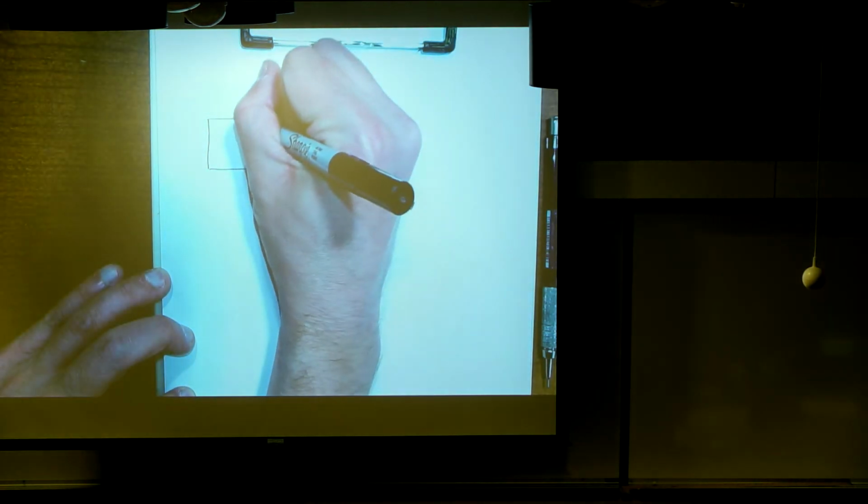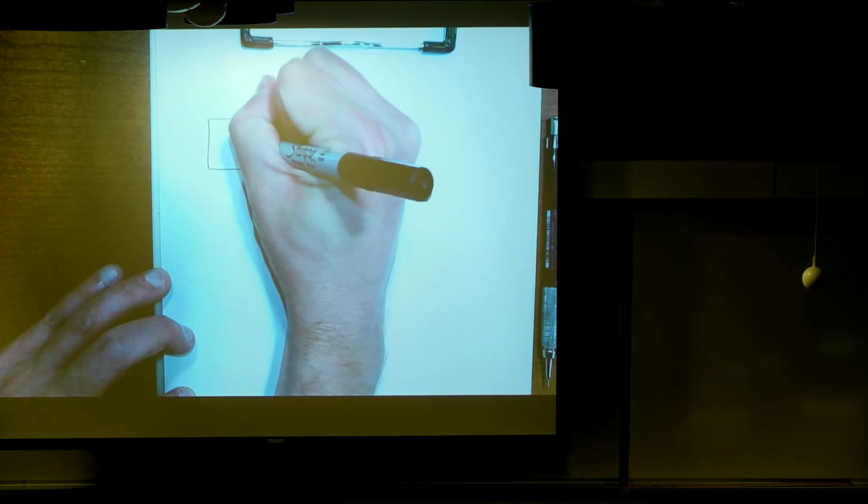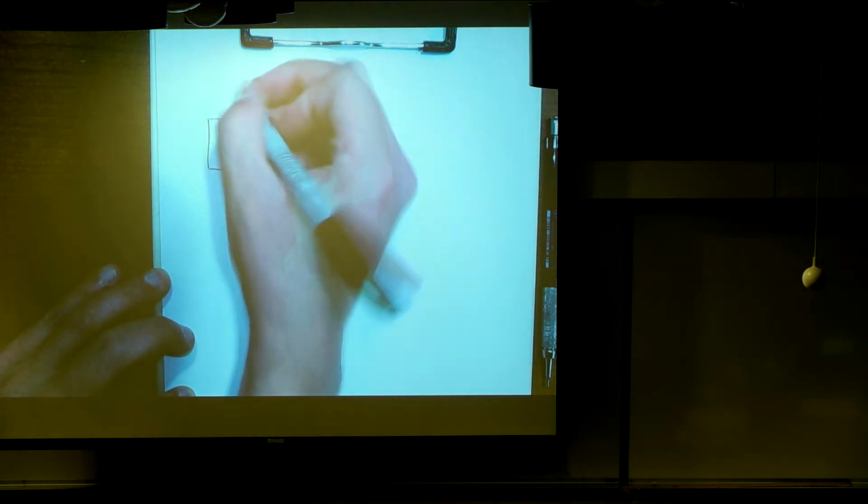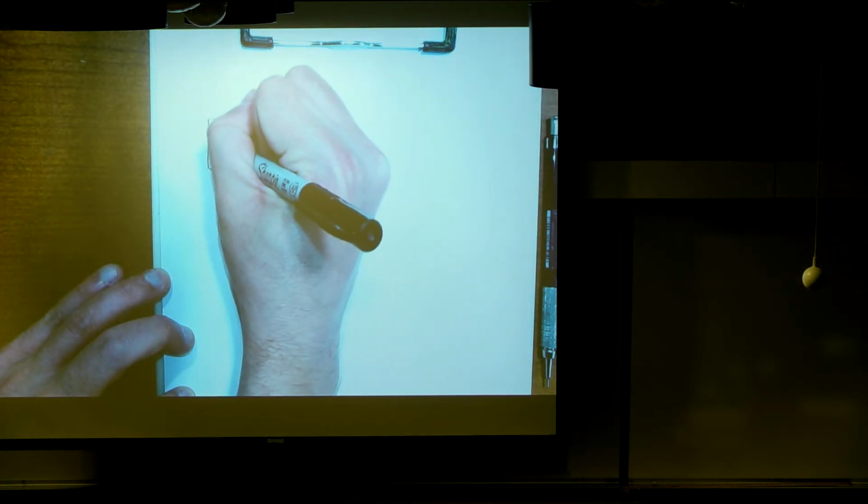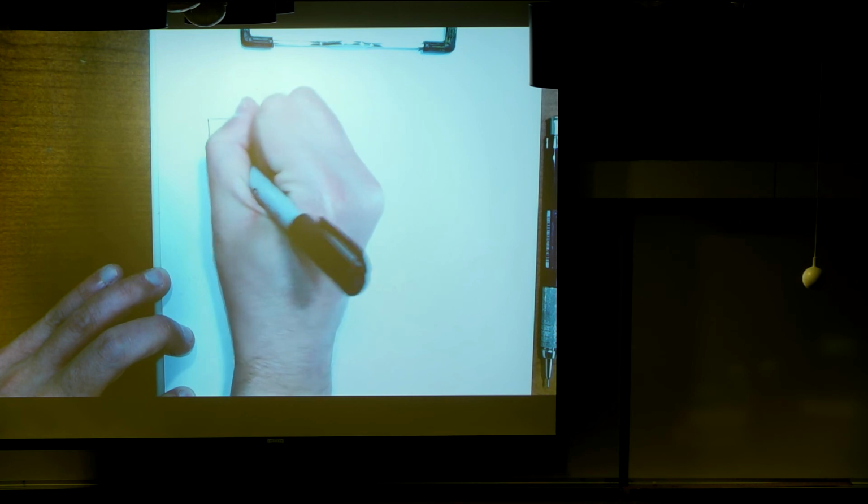We're calling the length of the bar going this way L. And we have this B field that this whole thing is immersed in, which is going into the page like that, okay?